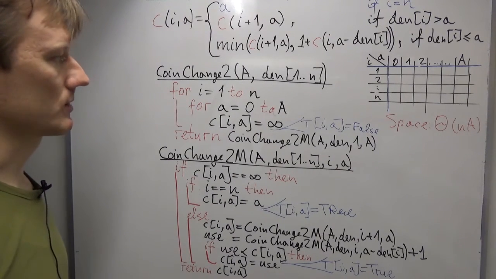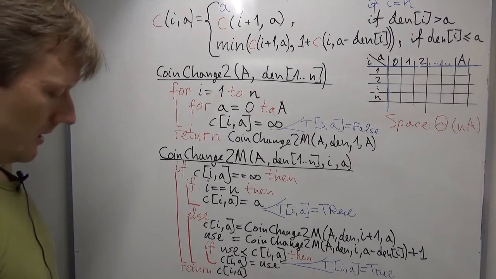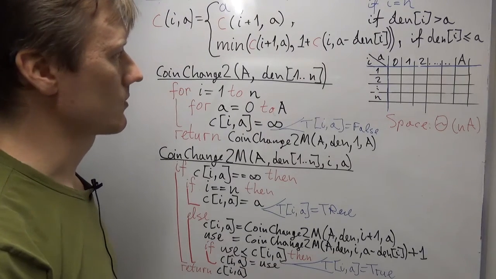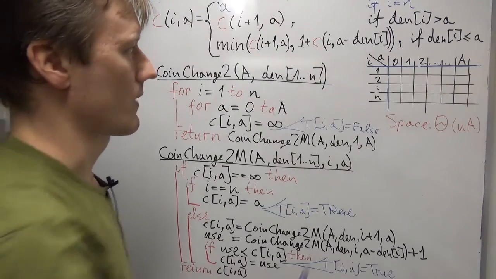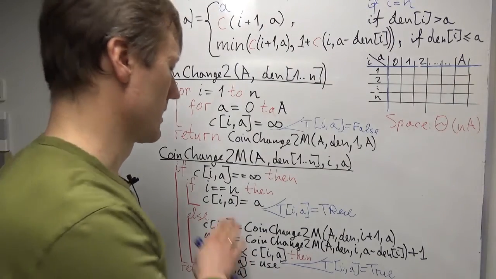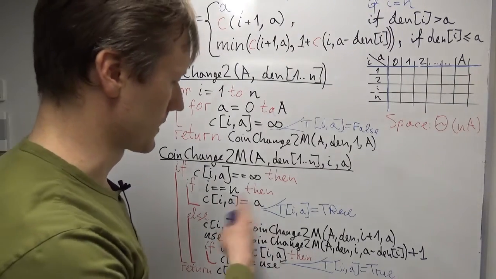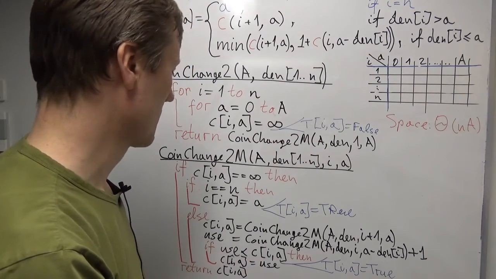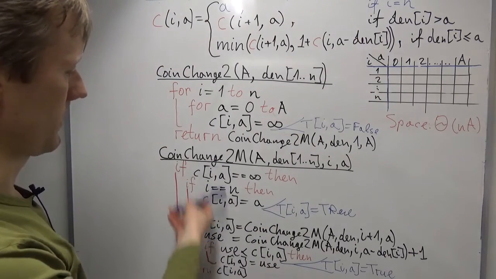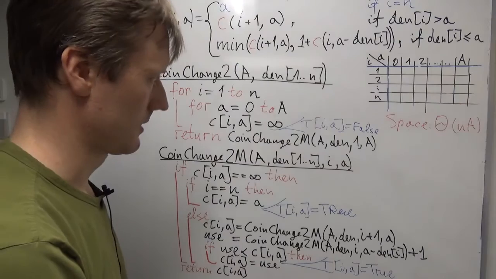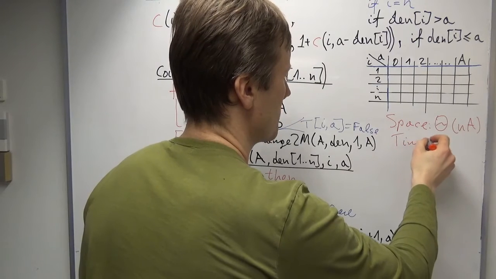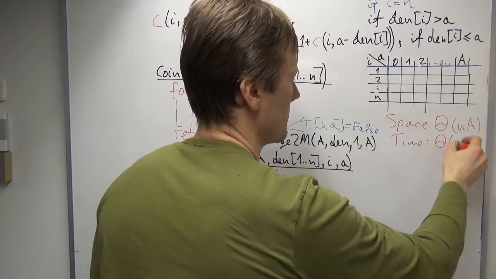What is the running time of this algorithm? As always when analyzing these memoized algorithms, we're thinking in terms of how many subproblems we solve and how much time we spend for each subproblem without counting the cost of solving sub-subproblems. We can clearly see that there are n times A subproblems, and for each subproblem we spend obviously a constant amount of work, so the running time of this algorithm is the same, n times A.